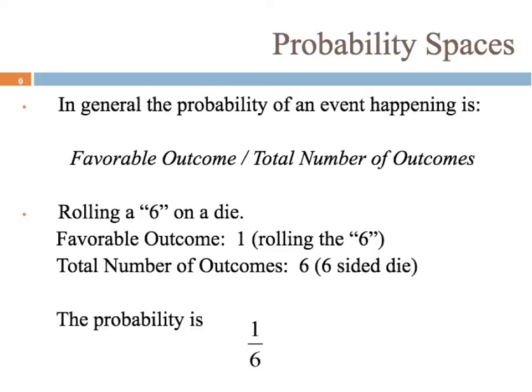So, for example, rolling a 6 on a die. Favorable, well, there's only one side of the die that has 6 dots on it, but the total number of outcomes are 6 because it's a 6-sided die. So our total probability there would just be 1 out of 6, or 1/6.